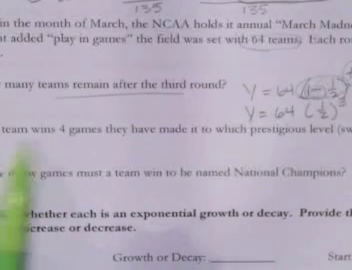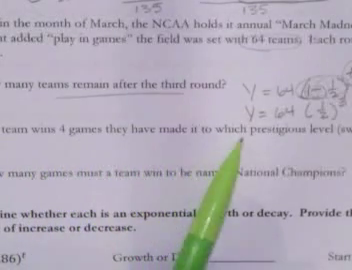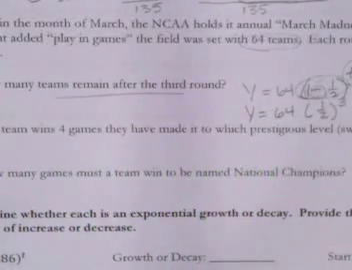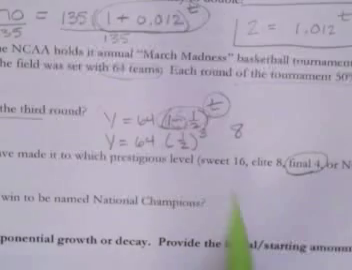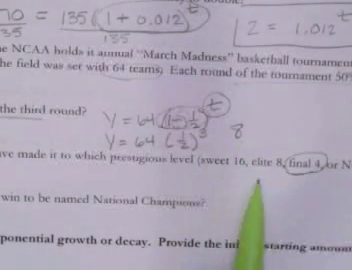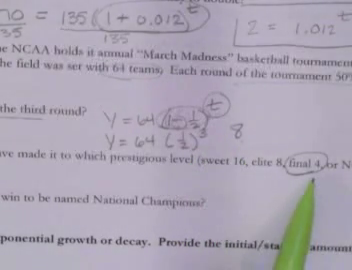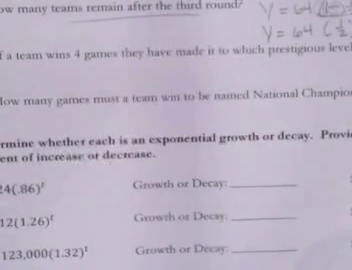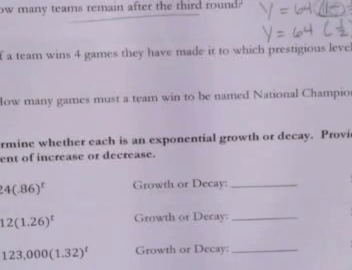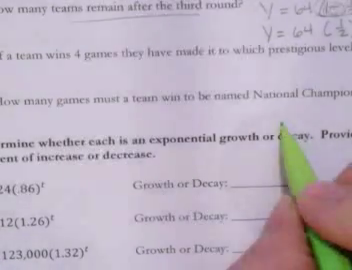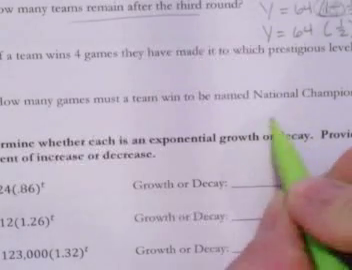In answering number 4, it says if a team wins 4 games, they've made it to which prestigious level, and the answer would be Final Four. And the reason I know that is because if the third round is the Elite 8, then the next round would have to be the Final Four. And then it says how many games must a team win to be named national champion? We're dealing with such small numbers, you guys could probably count those up on your own. But I want to do it using an exponential model.